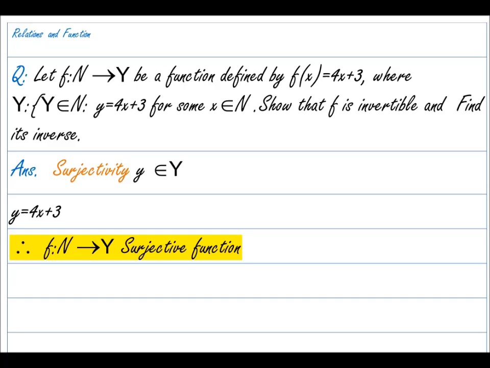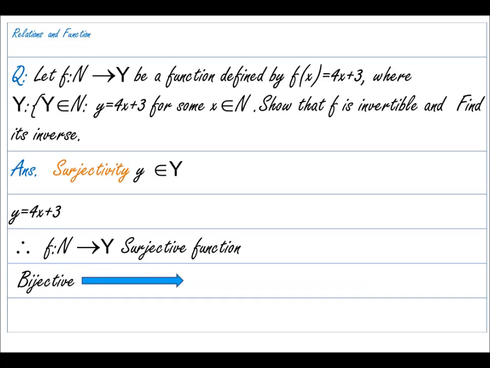So now the given function is injective as well as surjective. So that means the function f is also a bijective function. And we know it very well that every bijective function is also invertible. So we can find the inverse of the given function. And now we shall follow the steps to find the inverse of the given function.